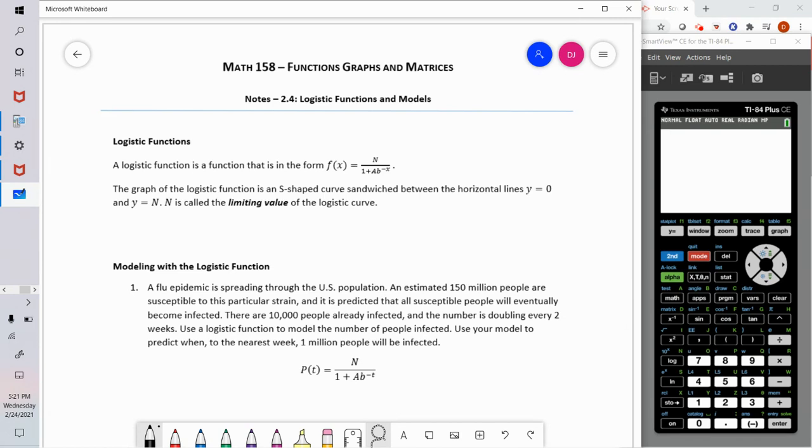We're going to take a minute and look at the logistic function. What do we mean by a logistic function, okay? So there's a little description here. I can read most of it to you, but it doesn't always make the most sense on the first read through, right? A logistic function is a function that is in the form f of x equals n divided by 1 plus a times b to the negative x power. The graph of a logistic function is an S-shaped curve sandwiched between the horizontal lines y equals 0 and y equals n, where n is called the limiting value of the logistic curve.